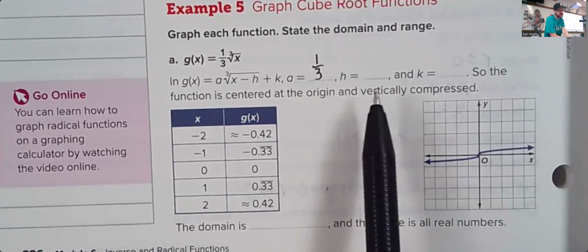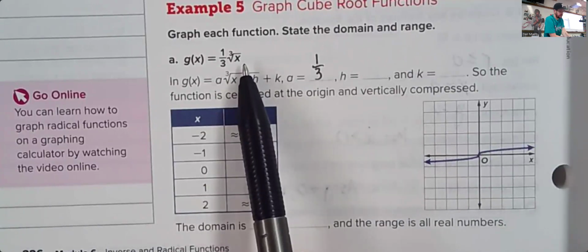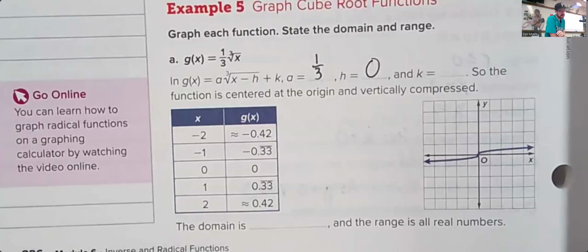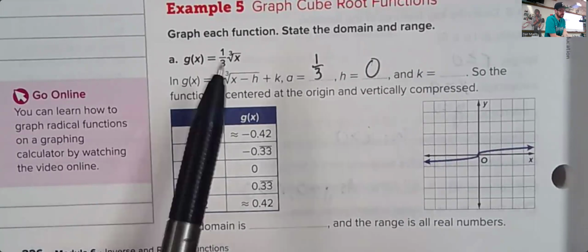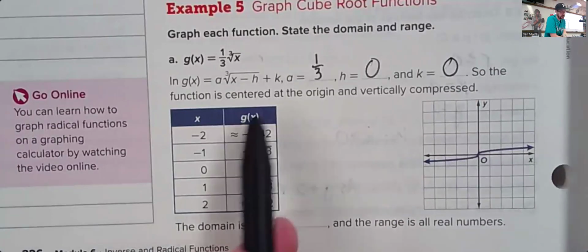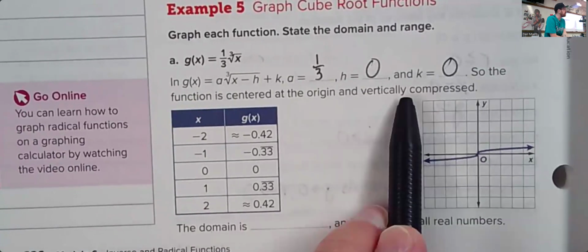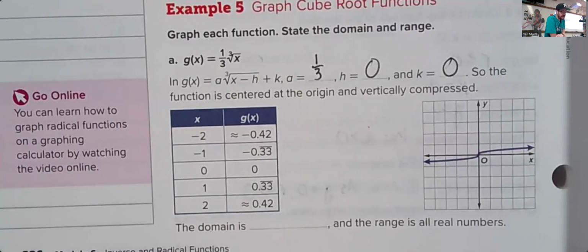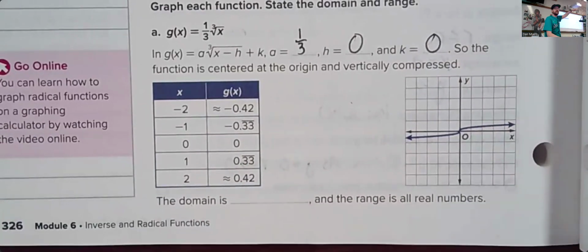Our value of h is what? 0. Yeah, there is no value underneath the radical with x, so h is 0. And k is, what's k? K is also 0. There's no number added or subtracted after the radical, so k equals 0. So the function is centered at the origin, 0, 0, and has been vertically compressed by a factor of 1/3. And then if we type this into our calculator, we could go to the table menu, and we'd see all these values here, and then we could plot those on the graph and do our little curve through it. Basically what we're talking about on that.